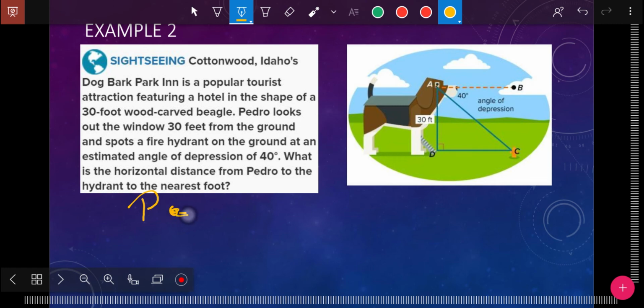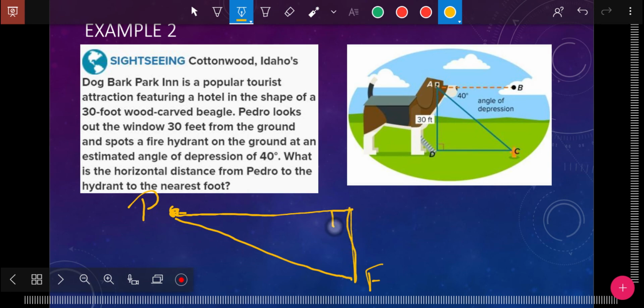All right? He's looking out. He sees beautifulness all around him. But since he's in a dog hotel, he decides, why not? How funny is it that there's a fire hydrant right here? And so I'll put it up here for the fire hydrant. He looks down at it. And so that is the right triangle I want to use.